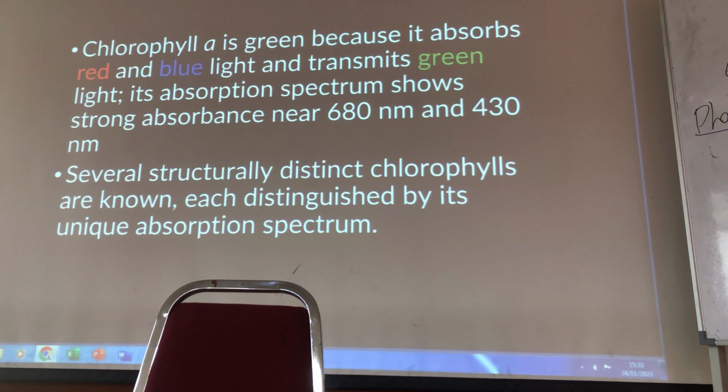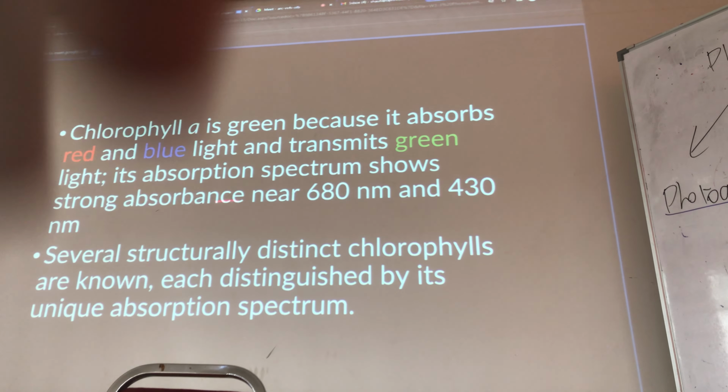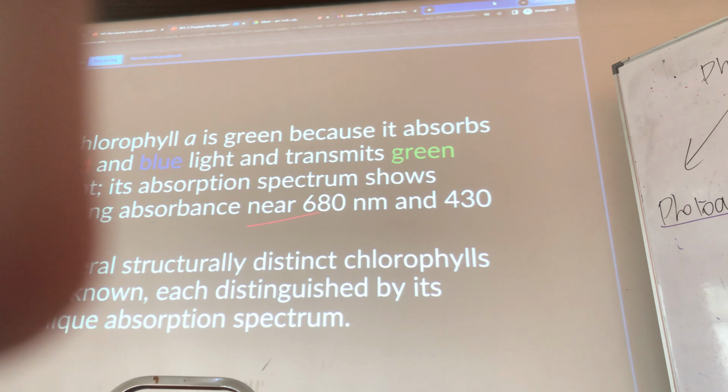Basically, most of the clothes you wear, if you wear black, it absorbs all the light. That's why when you wear black, especially under the sun, you feel hotter compared to those who wear white, because white reflects all wavelengths of light. Chlorophyll transmits green light. Its absorption spectrum shows strong absorbance near 680 nanometers and 430 nanometers.